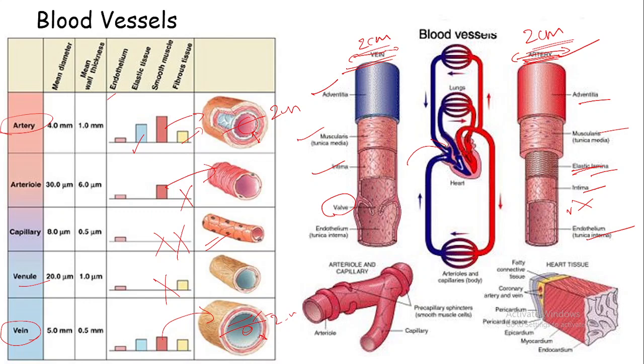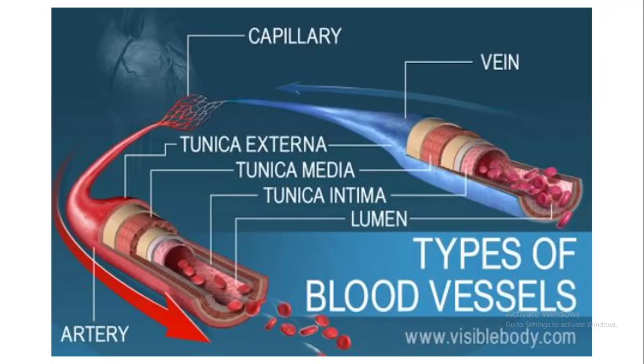Moving on to the next part, it is about types of blood vessels. Again, just giving you an idea how the arrangement is. Look at this, the artery. It has a lumen, tunica intima or interna, tunica media and tunica externa. This is the capillary. Capillary is always in a network form. Vein, same parts are present in vein.